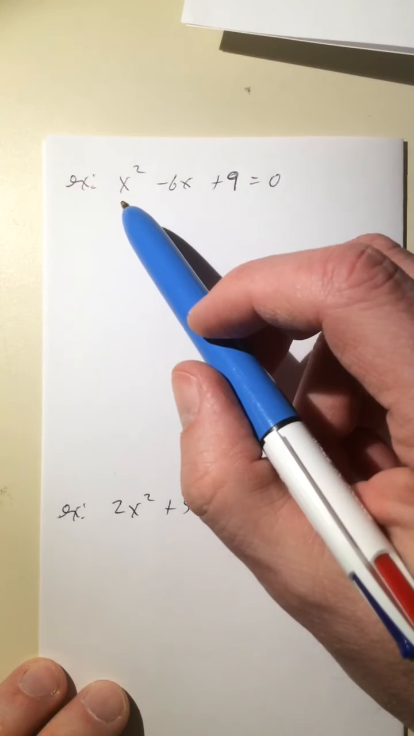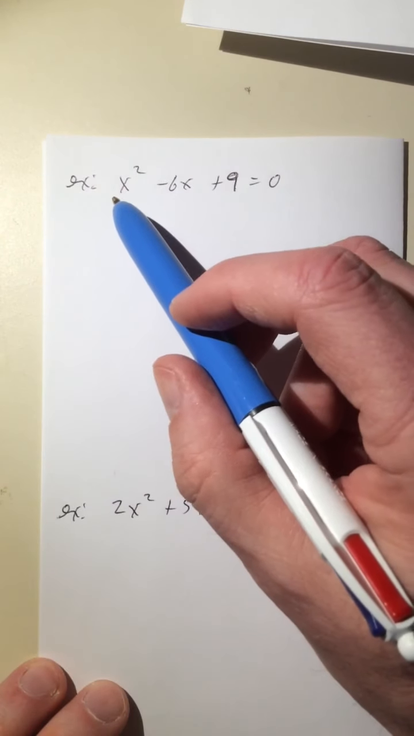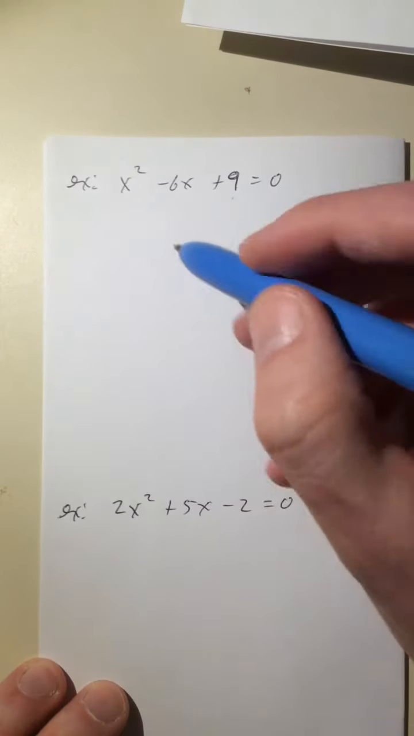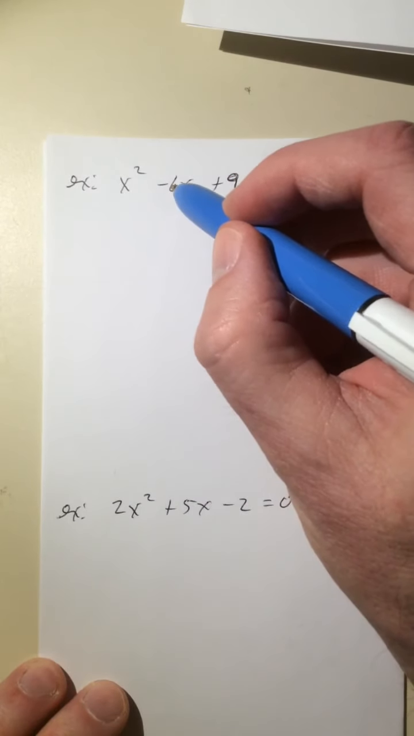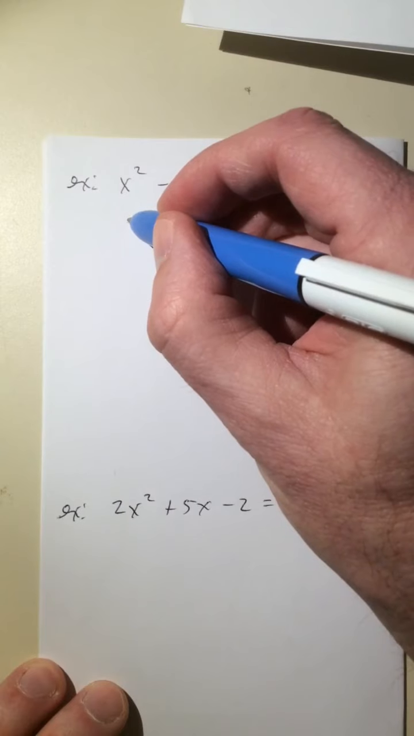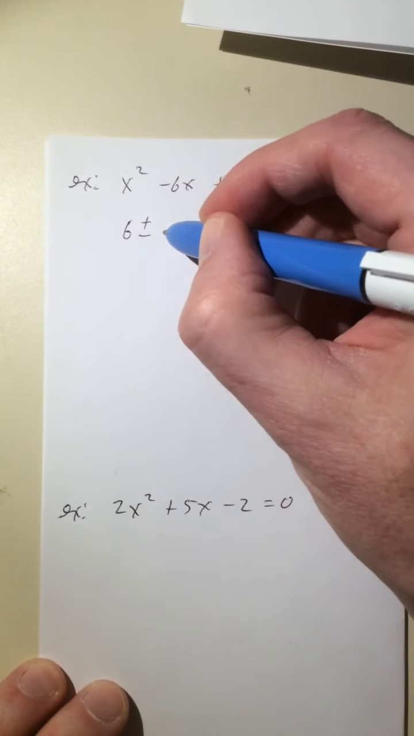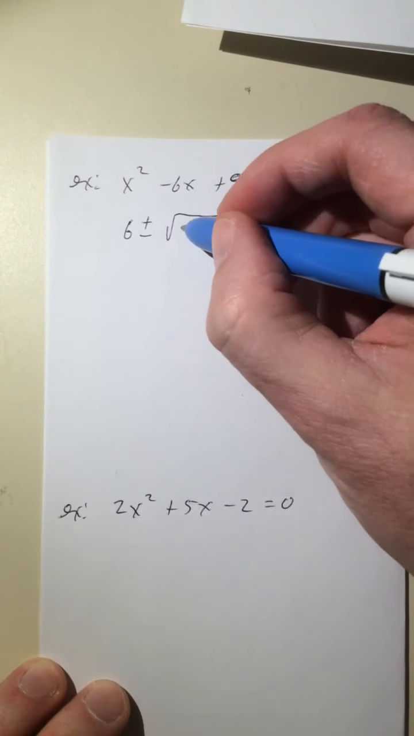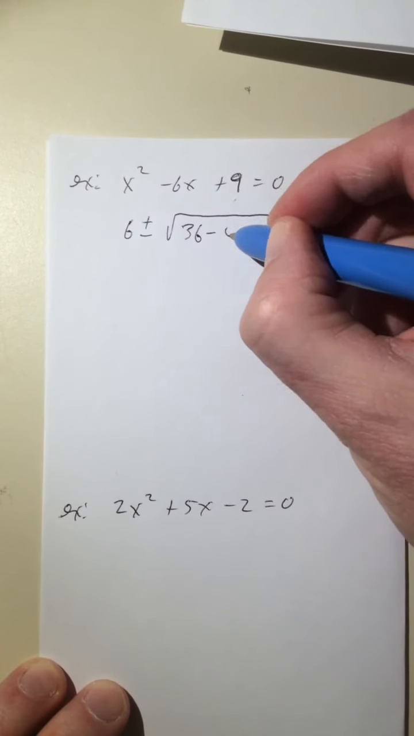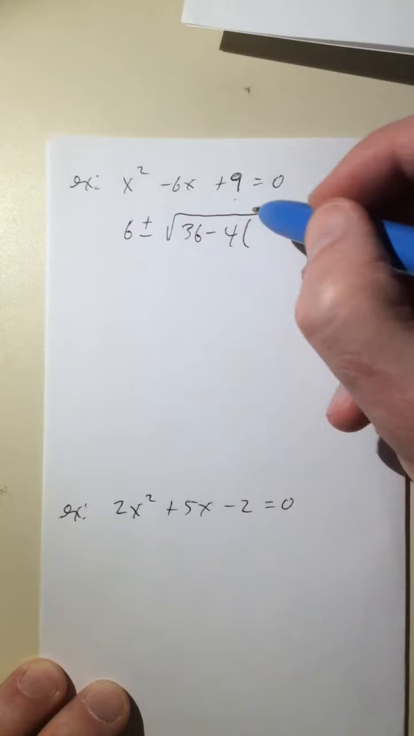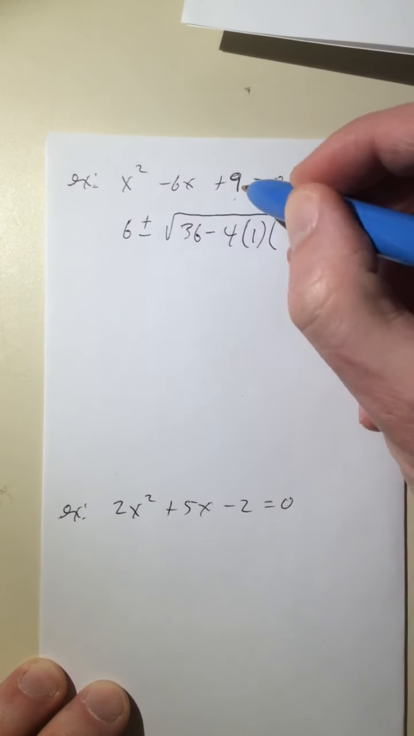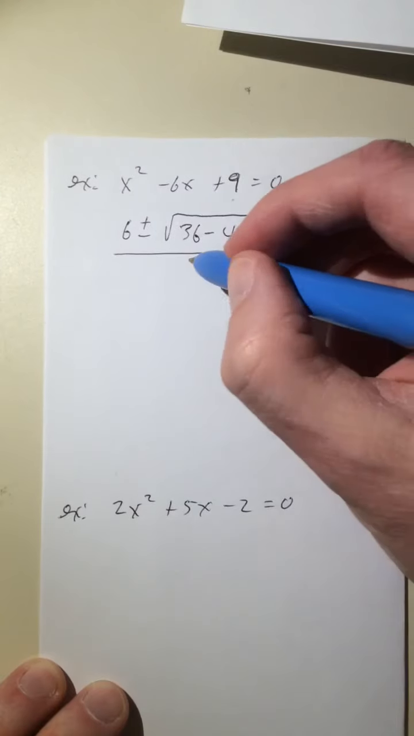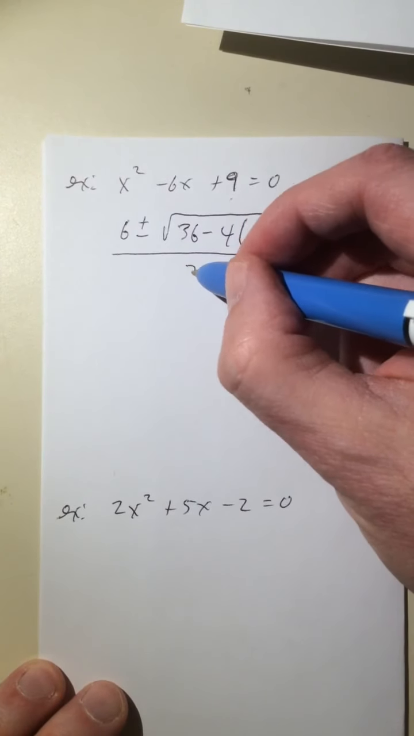So here we have a basic trinomial, and we have A is 1, B is -6, and C is 9. We're just going to plug those right into the formula. So a negative B is going to be a positive 6, plus or minus B squared. So -6 squared is 36, minus 4 times A, which is 1, times C, which is 9, and over 2 times 1, which of course is just 2.